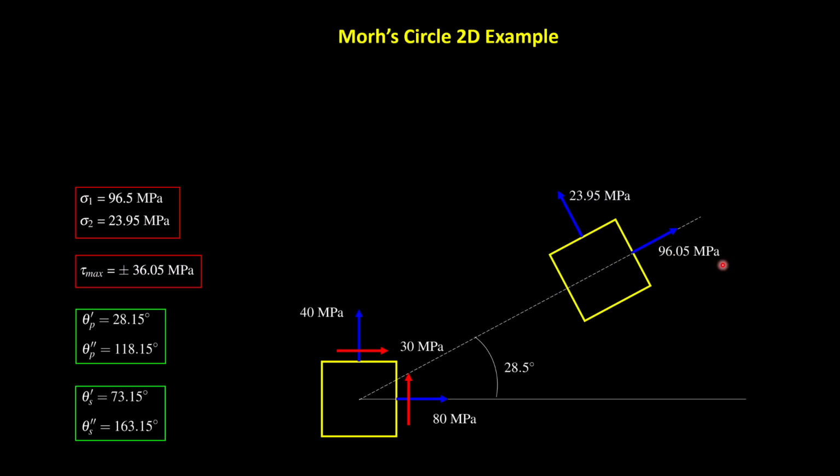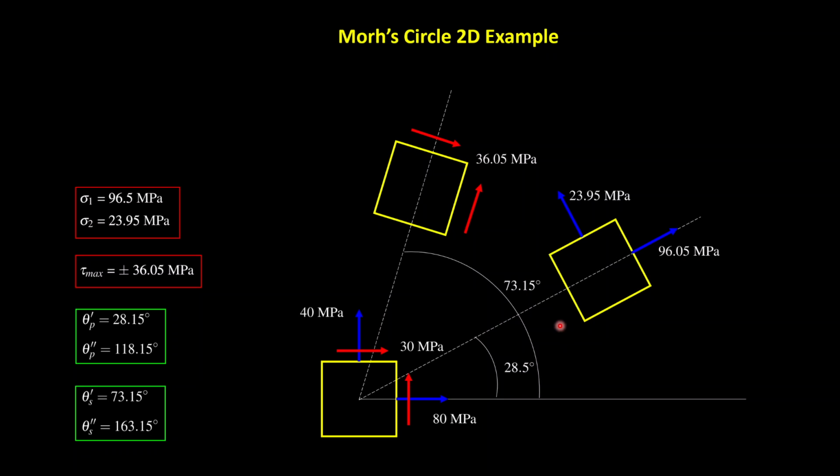Then if I draw my element here, I know that in this direction I will have my sigma 1, my first principal stress, and 90 degrees from it I will have my sigma 2, my second principal stress. For the shear stress, it's going to be 45 degrees from this line here, or together it would be 72.15 degrees here. And if I draw my element here, I will have the maximum shear stress.